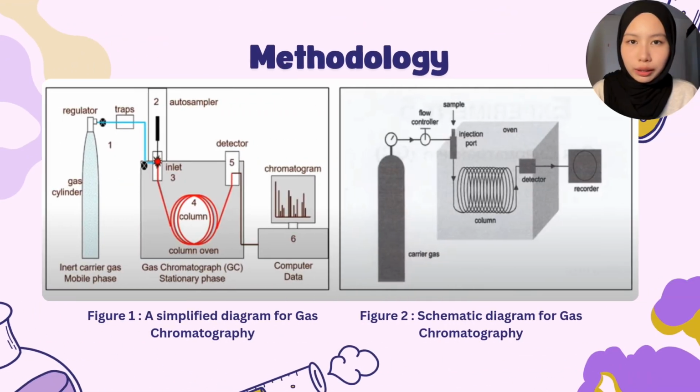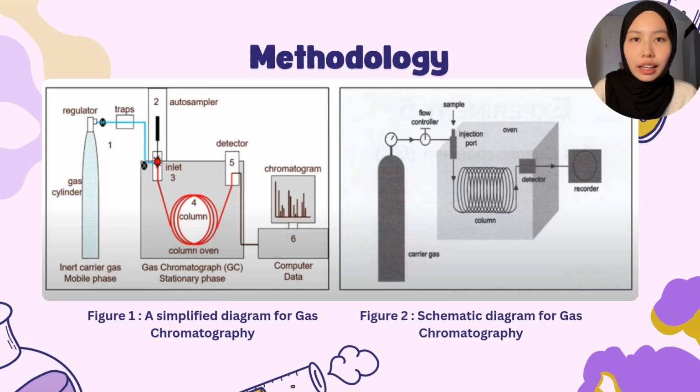Moving into the methodology, let's look at how a gas chromatography system is actually built. On this slide, we have two diagrams, figure 1 and figure 2, which represent the internal anatomy of the GC instrument. You can see the process begins on the far left with a gas cylinder, which provides the push for our experiment. As we trace the line, the sample moves through the inlet into the coil located inside the oven and finally reaches the detector.